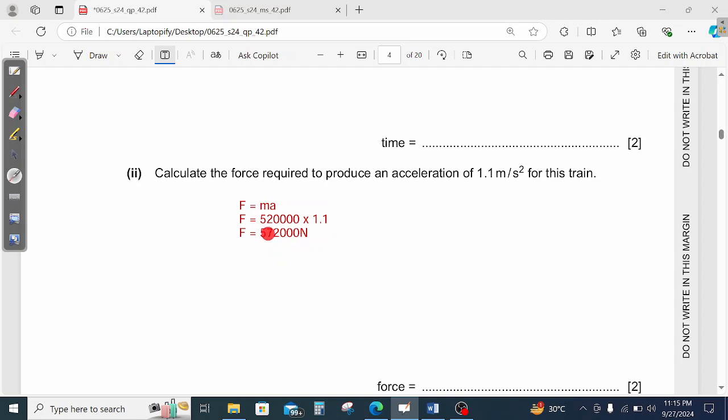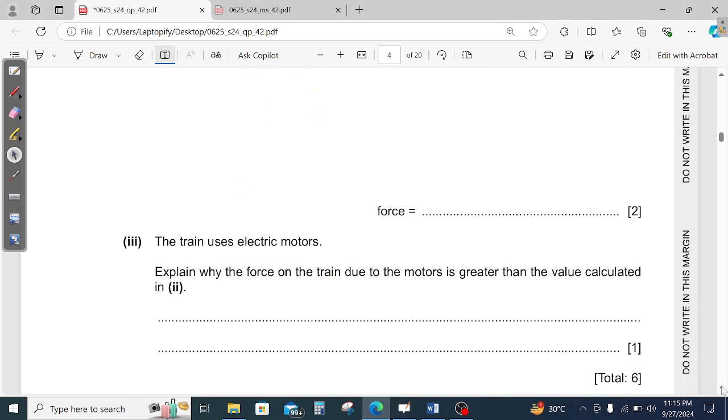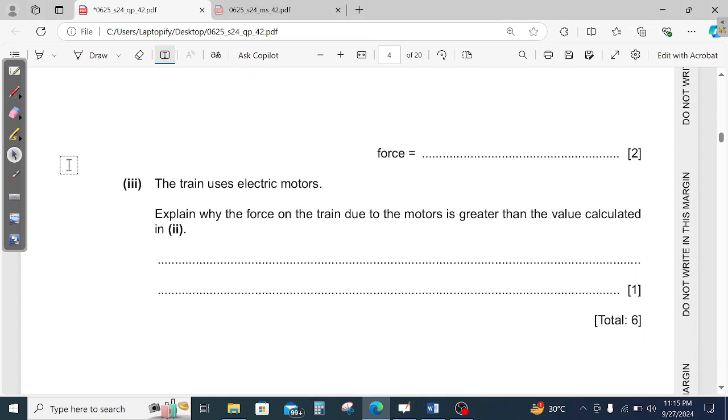Okay, so it means this force is required to accelerate the train with 1.1 meter per second square acceleration. Okay, so it is a very easy question. Now moving towards the third part, that is, the train uses electric motors. Explain why the force on the train due to the motor is greater than the value calculated in question 2.